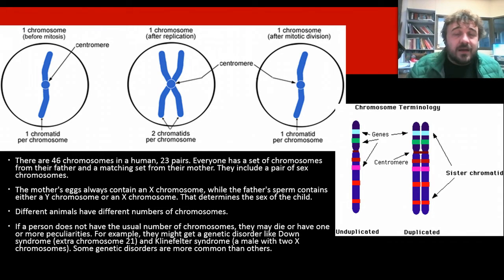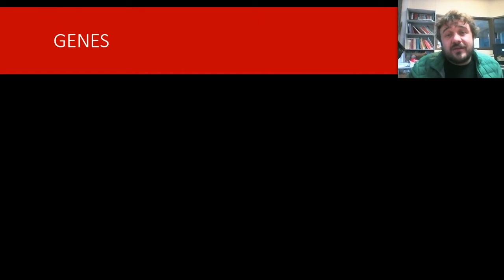Usually if there's an unusual number, whether it's more or less, most often the result is death, or there's a peculiarity. And so you get, for example, a genetic disorder like Down syndrome, which is an extra chromosome 21, or Klinefelter, which is having two X chromosomes for a male, so he has three, two X's and a Y. So some genetic disorders are more common than others. For example, Down syndrome is relatively common. Klinefelter's is fairly rare. Alright, so that's chromosomes.